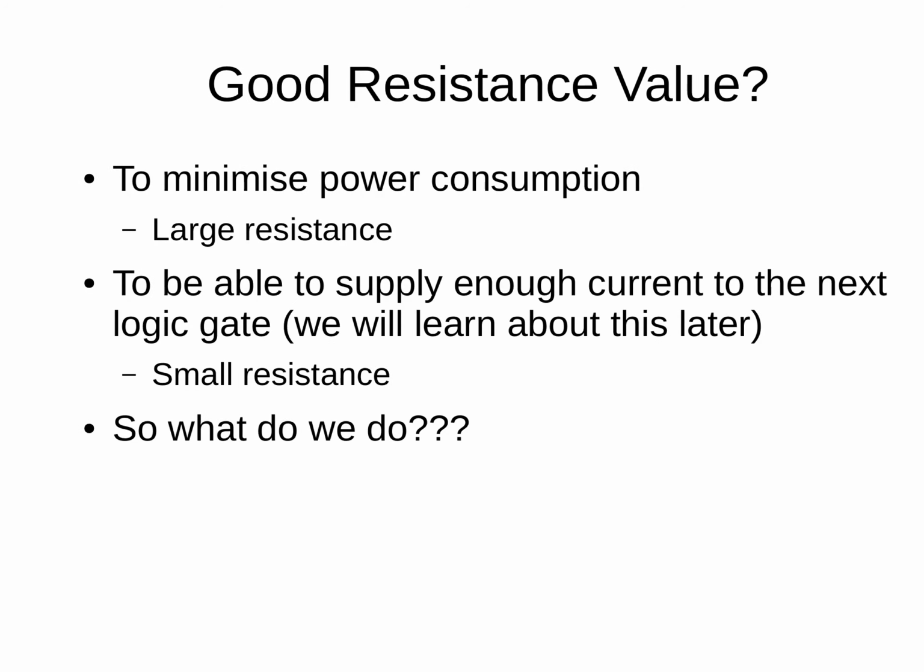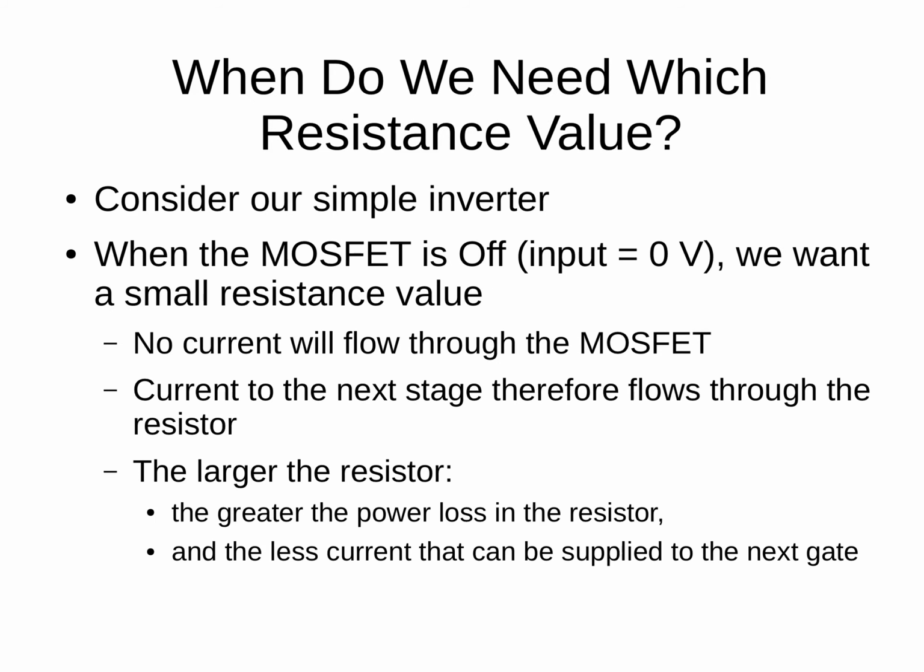While we have been quick to criticise that resistor there, we do sometimes need to have a resistor there. We do actually need something to pull up the voltage when we need it. So we can ask, well, what value is a good resistance? And the key point is a good value depends on what we want to achieve. To minimise power consumption, we need to have a very large resistance there. But to be able to supply enough current to the logic gates, then we need a small resistance. So what do we do? If we think more carefully about our design, it turns out that sometimes we want the resistance to be large and sometimes we want the resistance to be small.